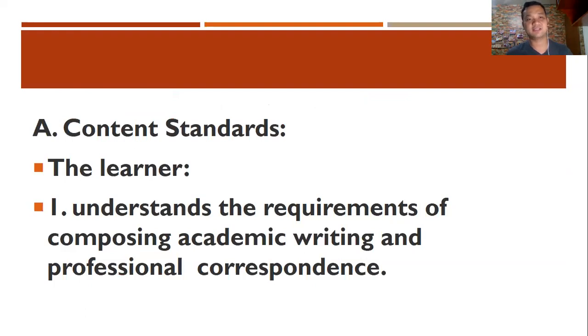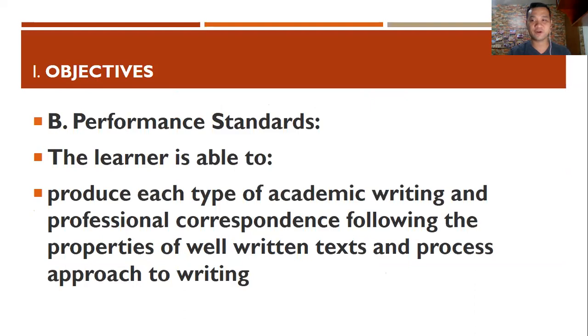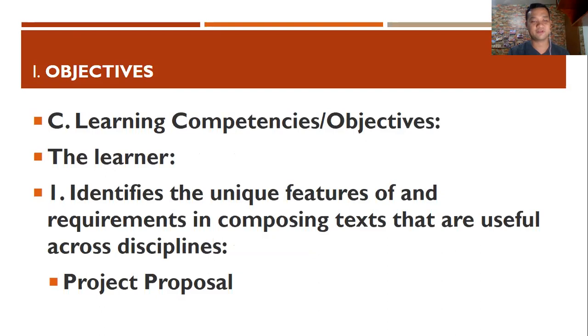For the content standards, the learner understands the requirements of composing academic writing and professional correspondence. For performance standards, the learner is able to produce each type of academic writing and professional correspondence following the properties of well-written text and process approach to writing. For the learning competency, the learner identifies the unique features of and requirements in composing texts that are useful across disciplines, particularly project proposal. So let us now move on to the meat of this video.